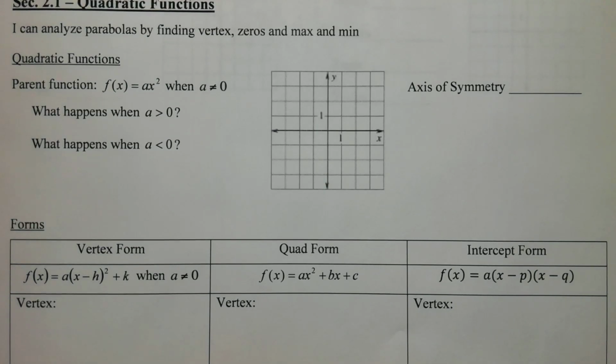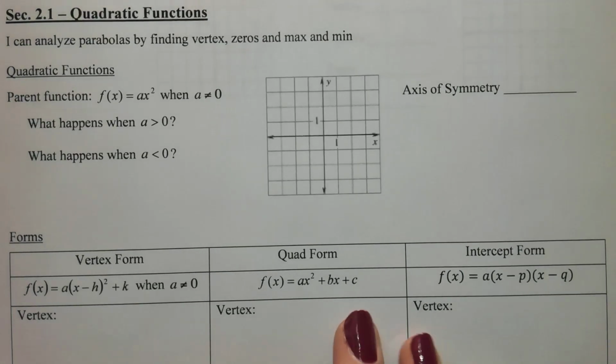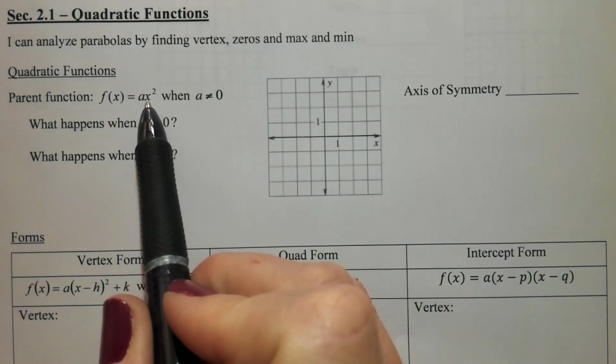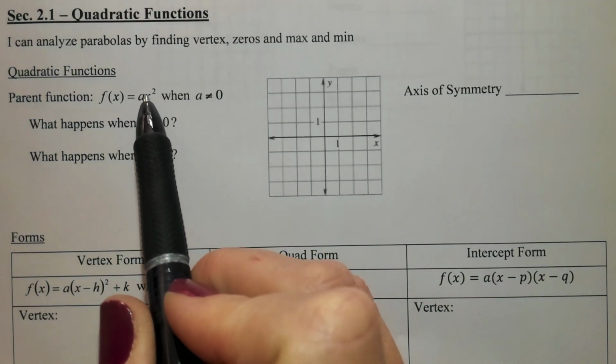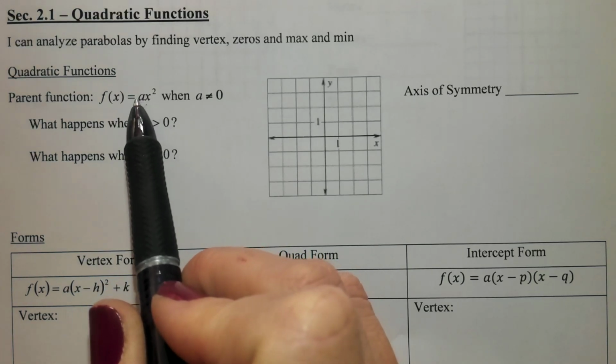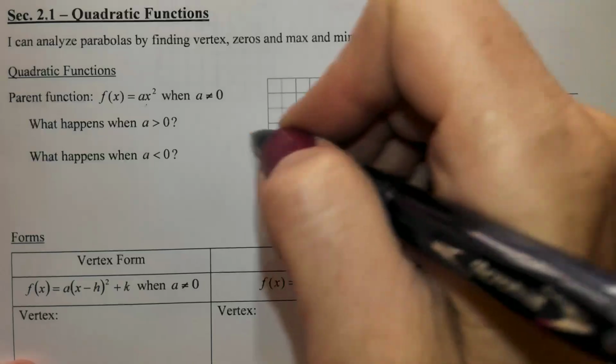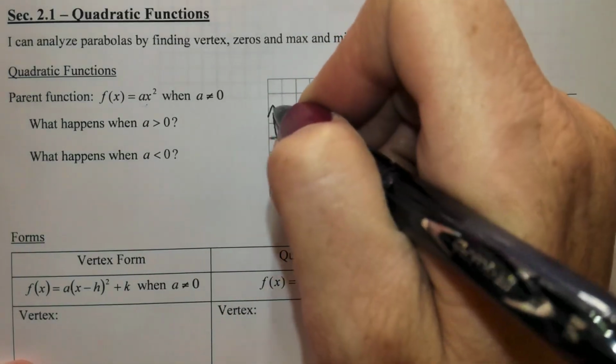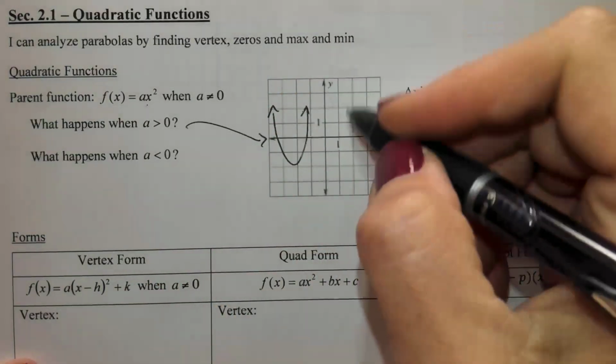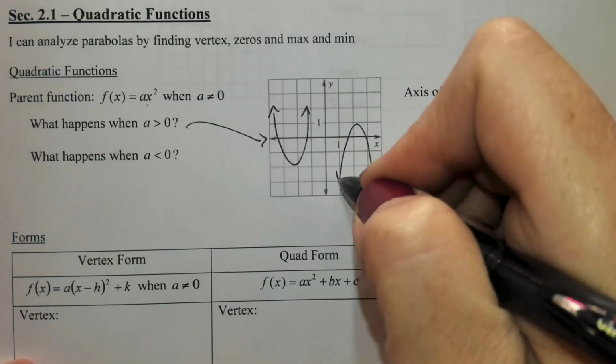Okay, this is section 2.1, and we're going to dive a little deeper into quadratic functions today. We're just going to start by refreshing that a parabola has this as its basic parent function. The a in front is determining whether or not the parabola opens up or opens down. So if we have a positive a value, we open up. And if we have a negative a value, we open down.